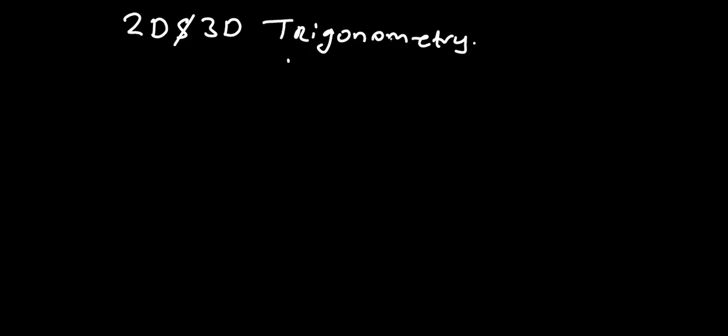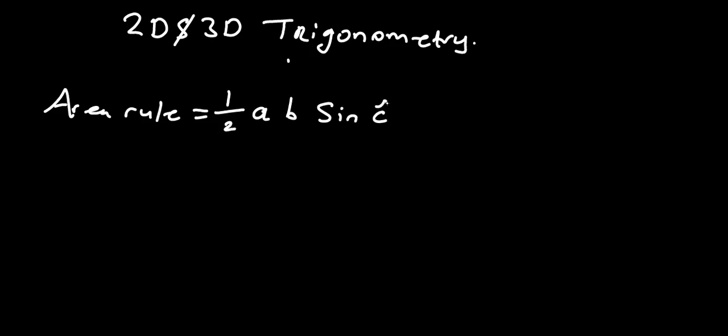So, this is our topic for today. We'll be trying to recap and re-explain everything about 2D and 3D trigonometry. Today, we're likely to have the area rule, which is half times the length of A times the length of B, sine of angle C.